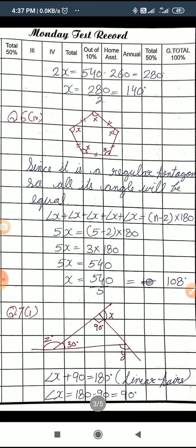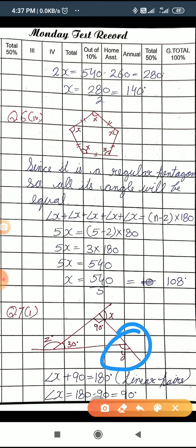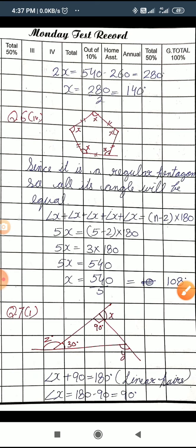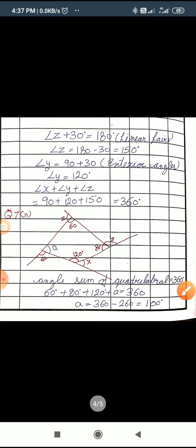Now you see that this y is the exterior angle of 90 and 30. So I have calculated the value of y by the exterior angle property. This you have studied in class 7th. Remember? Yes. So y is equal to 90 plus 30, exterior angle. So y is equal to 120 degrees. I got the values of x, y, z.